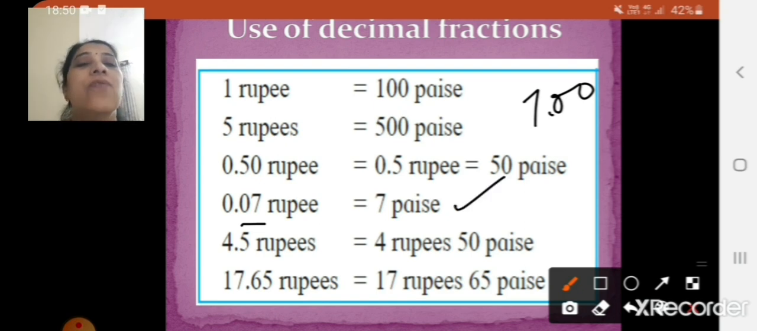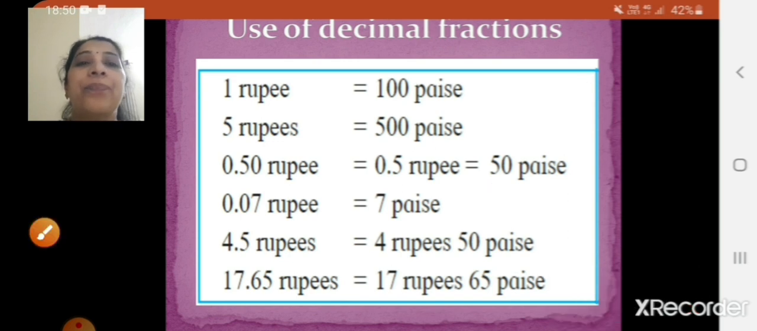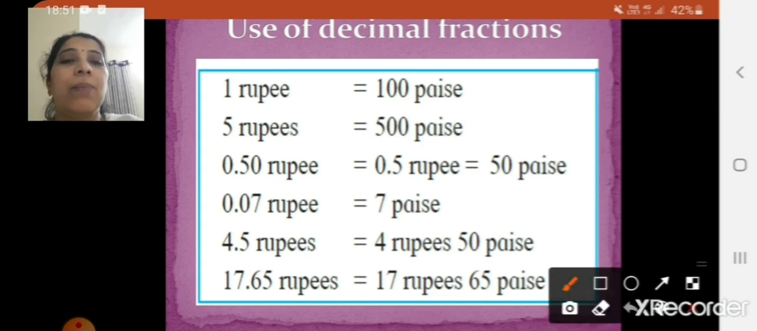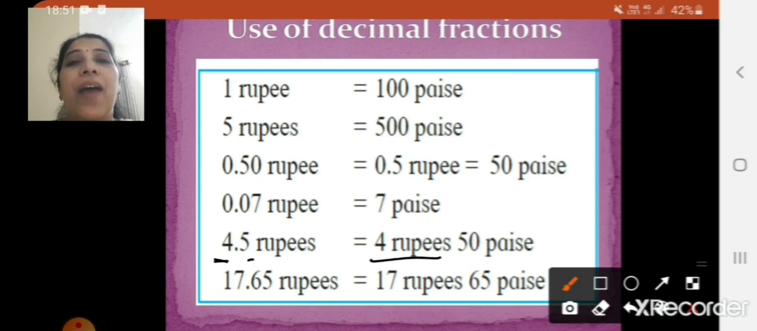Now next one is 4.5 rupees. 4.5 rupees means, again children, you can do the same thing, 4.5 into 100. But here you can see 4.5 rupees means what you can do: before the decimal point, which number is there? 4. So you will write it as 4 rupees. Now after the decimal point which number is there? 5. So that will be your 50 paise.